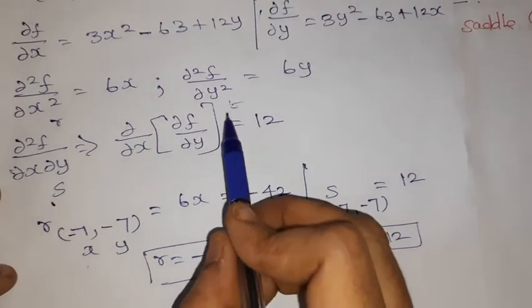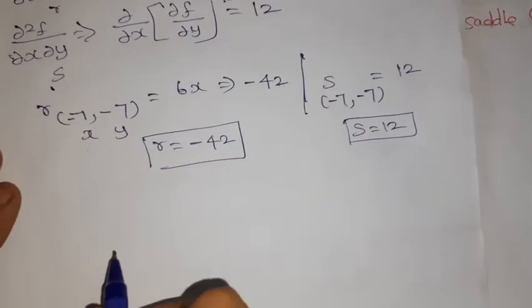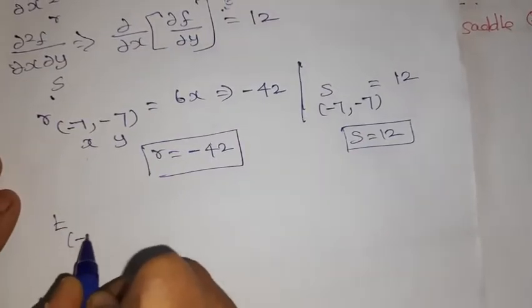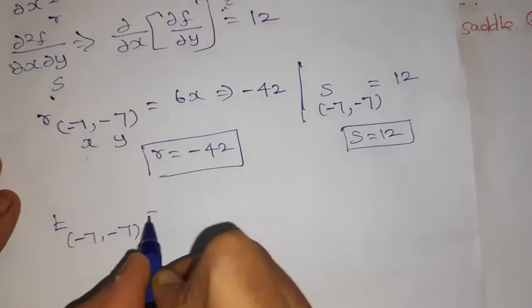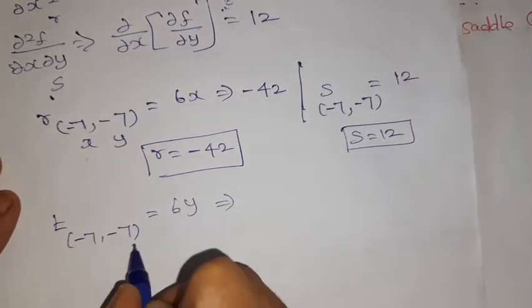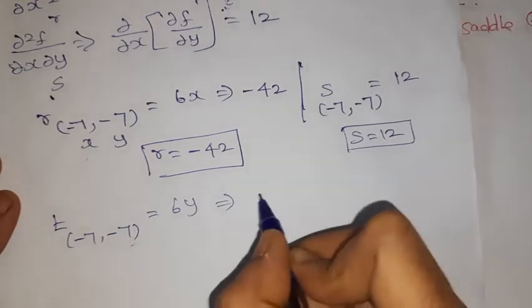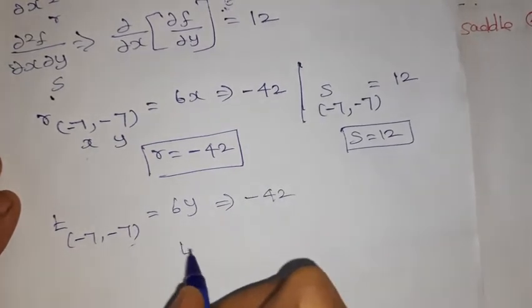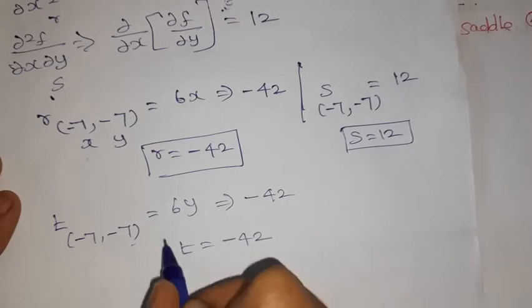Then what is T? This term is 6y. T at this point, minus 7, minus 7, is 6 into y. So 6 into minus 7. In place of y, substitute minus 7, which gives minus 42. So T equal to minus 42.